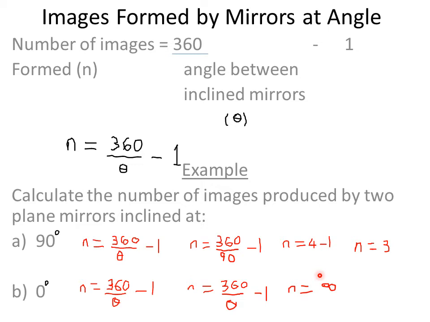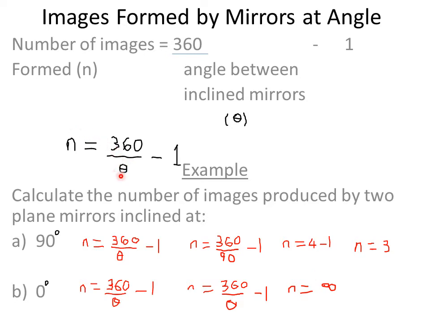Now remember that the number of images formed by two plane mirrors placed at an angle to each other depends on the angle of inclination between the two mirrors. The smaller the angle of inclination, the more the number of images. The law of reflection also applies for mirrors at an angle. Then the number of images formed can be obtained by the formula that we have set up here.